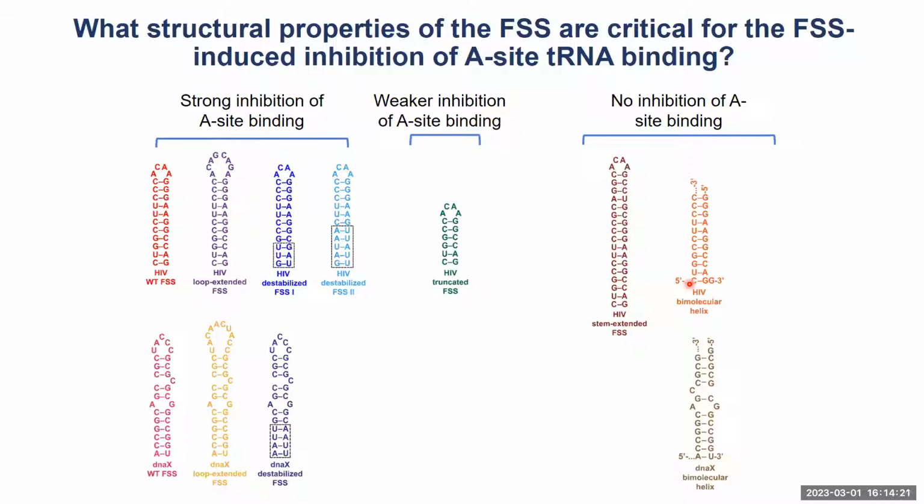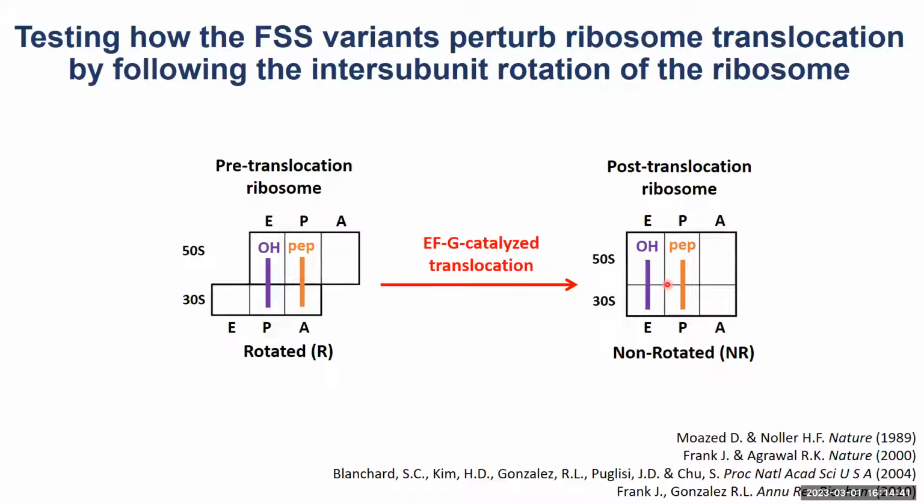The shorter stem loop has a lower ability to inhibit tRNA binding and compete with tRNA for binding to the A-site. And the extended stem loop probably doesn't fit into the A-site, and bimolecular helices don't bind into the A-site. And for that reason, they don't inhibit tRNA binding. But I'm going to focus more on the inhibition of translocation step, because it's likely that this is a more common and more universal mechanism by which secondary structure perturbs translation.